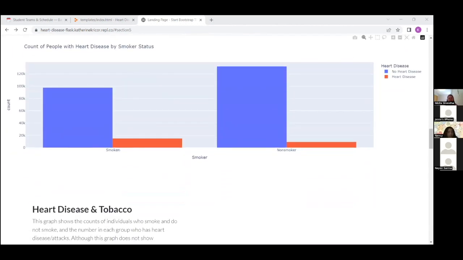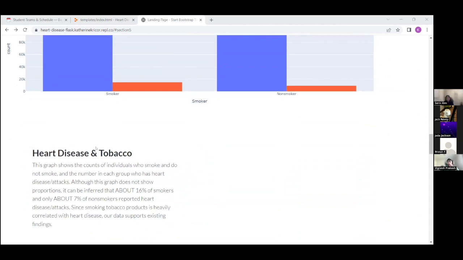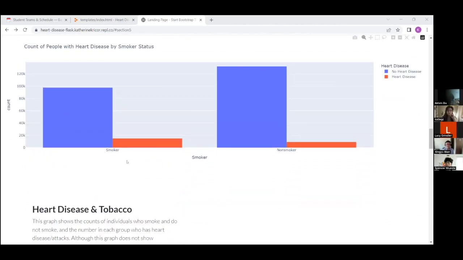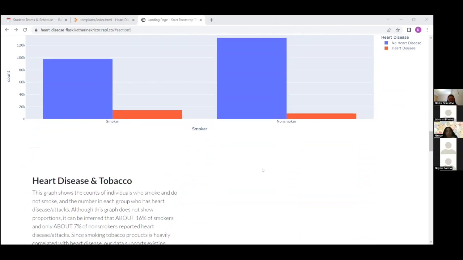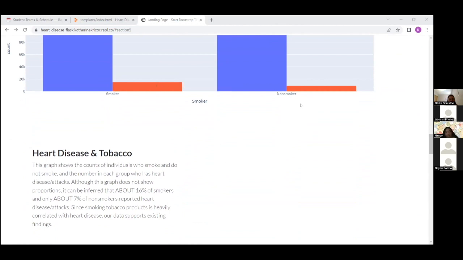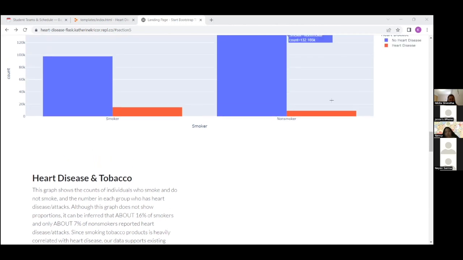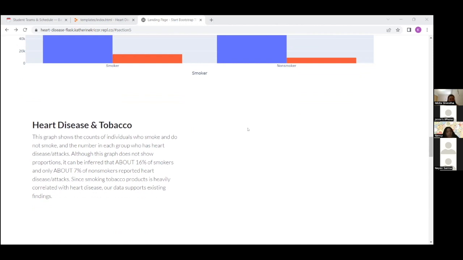Finally, we looked at the count of people with heart disease by smoker status. These graphs show the counts of people who smoke and don't smoke, and then the number within each of those groups who has heart disease or a heart attack. And even though this graph doesn't show proportions, you can infer this is about 16% of smokers, and this is only about 7% of non-smokers that reported heart disease or heart attacks. So there's a pretty big difference there. And since data shows that smoking tobacco products is heavily correlated with heart disease, this finding is also supported by existing data.